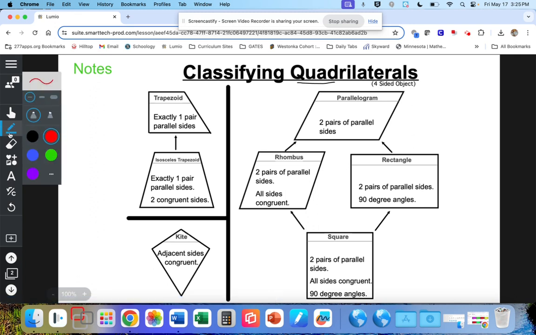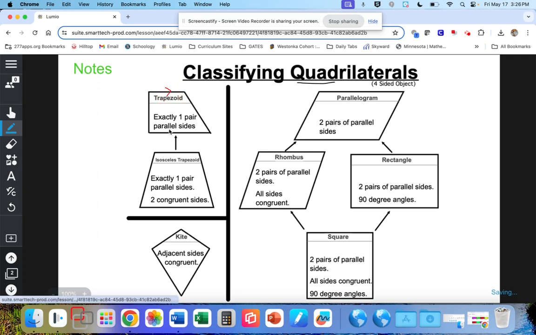I'm going to change colors so you can see some of my different things here. A trapezoid has exactly one pair of parallel sides. In order to show parallel, we draw arrows. Parallel means the lines will never cross, even if I continued them on forever and ever beyond. If I kept continuing them on, they're never going to cross, just like railroad tracks.